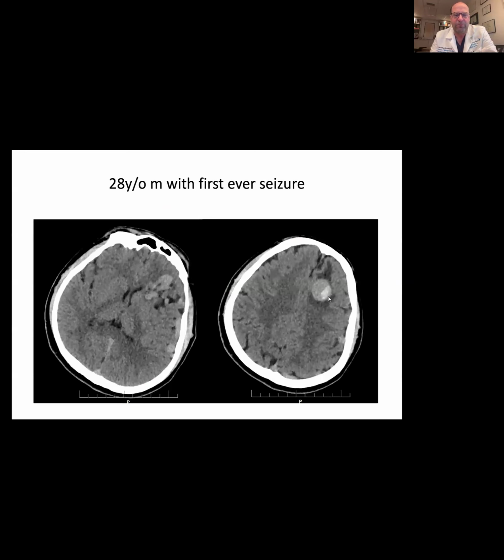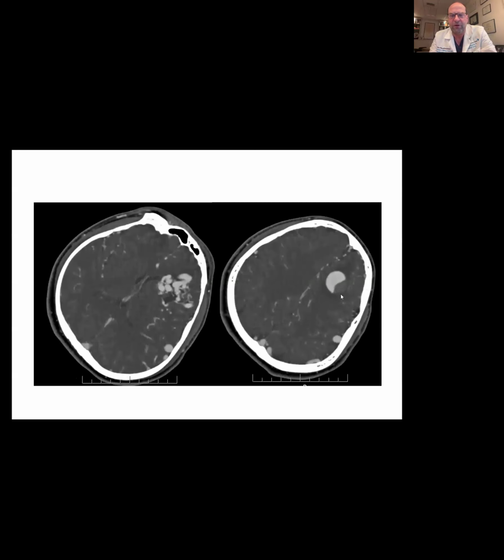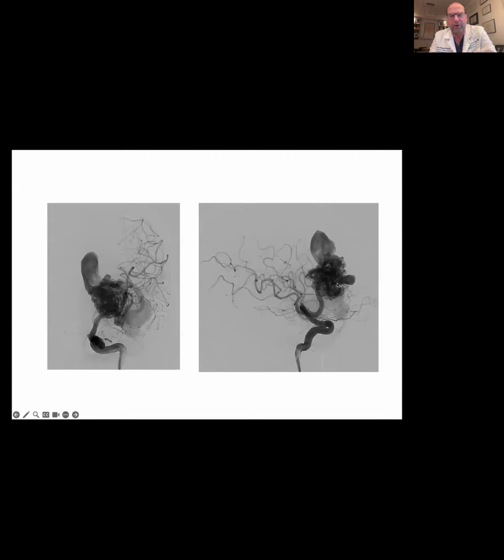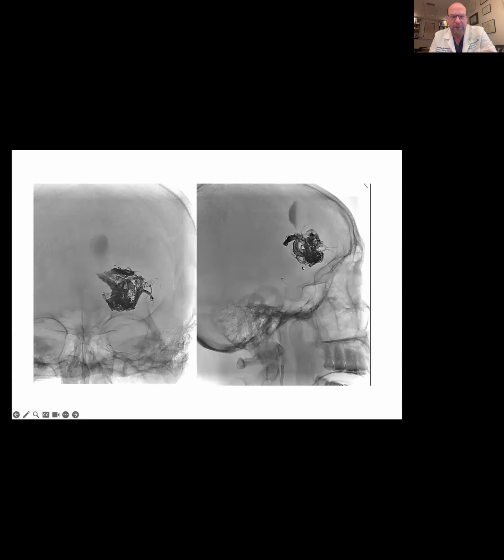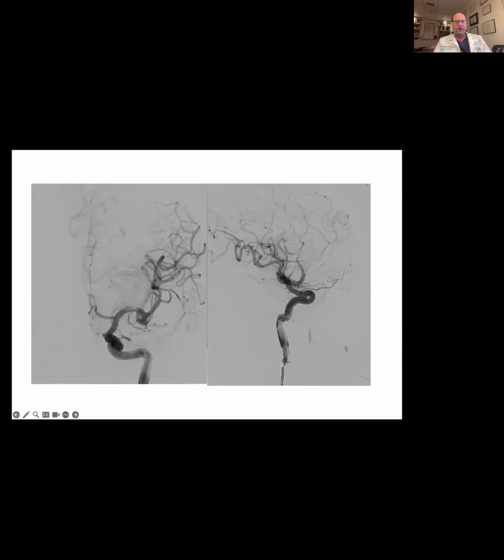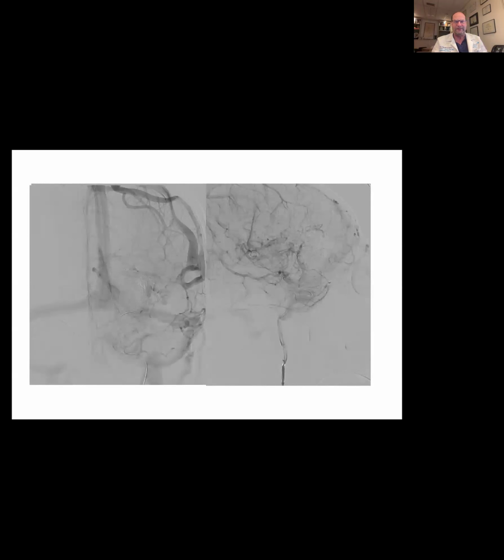Here we had a patient who presented with his first ever seizure. We see the tangle of vessels right there. We see a large outpouching here. This is something that we are really afraid of. We go in with a microcatheter here and inject this Onyx that really casts the entire AVM. And this is the same patient at the end of the procedure. We have now completely cured the AVM in this patient.